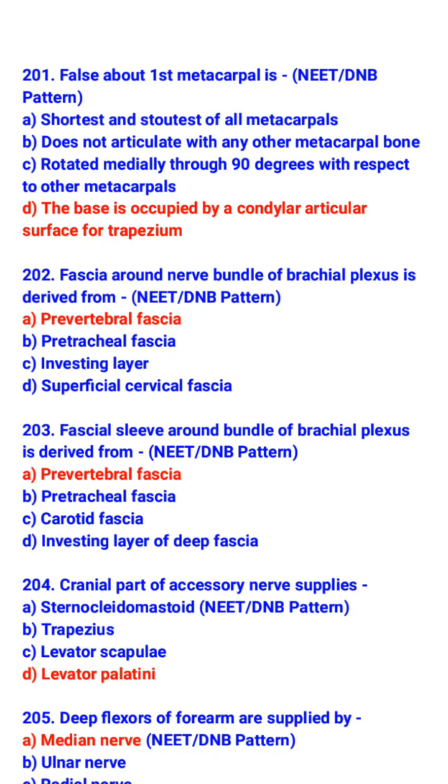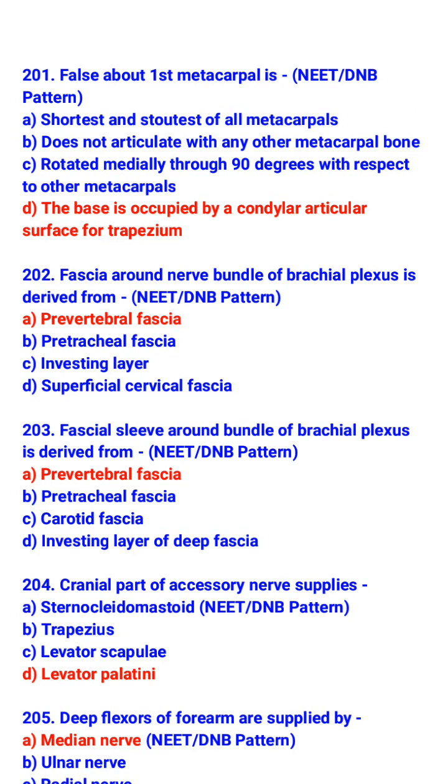False about first metacarpal: the base is occupied by a condylar articular surface for trapezium. What is true about first metacarpal? Shortest and stoutest of all metacarpals, and it does not articulate with any other metacarpal bone. Rotated medially through 90 degrees with respect to other metacarpals.